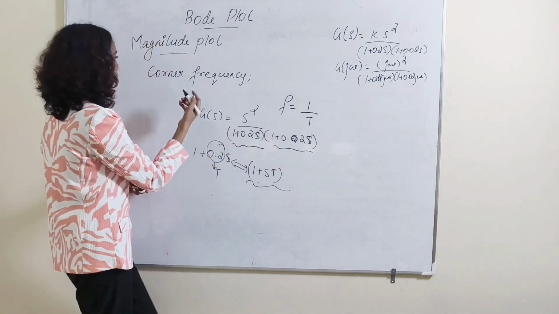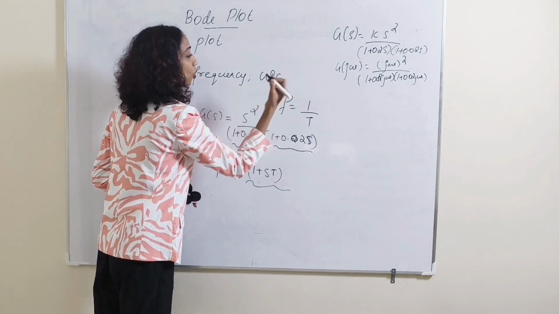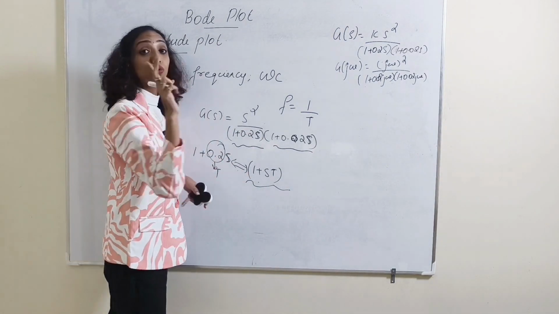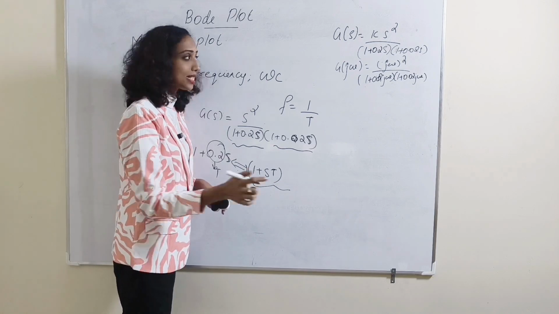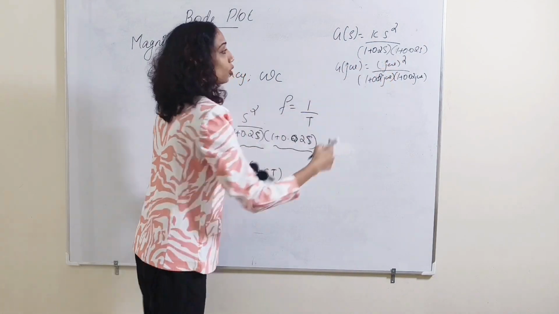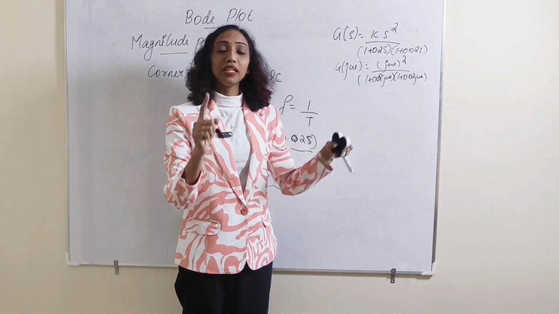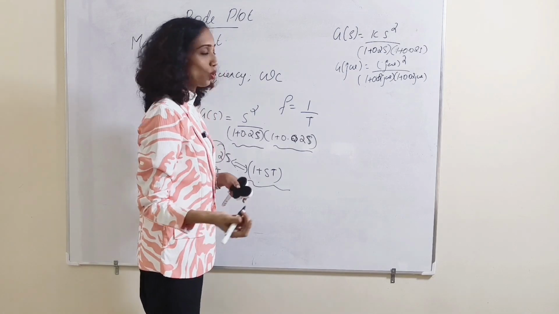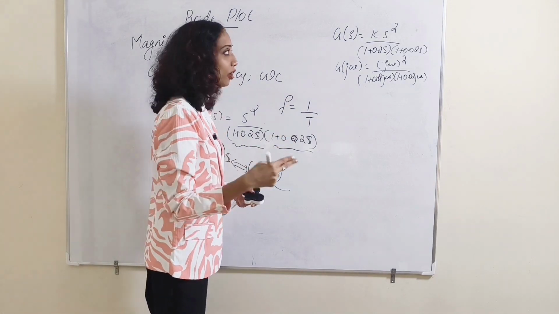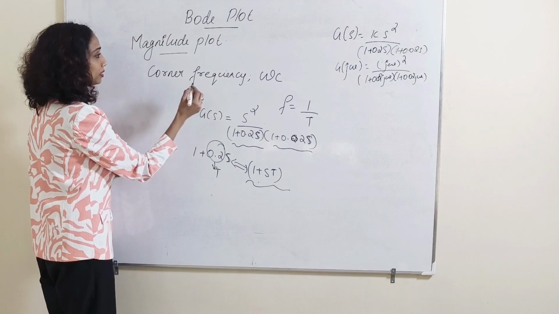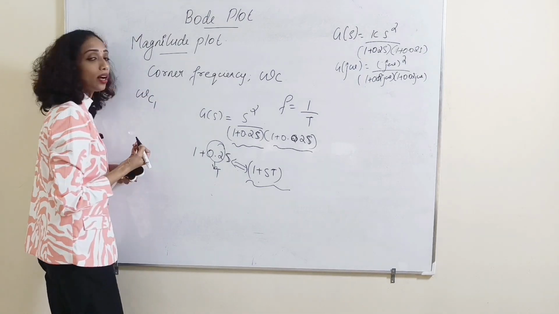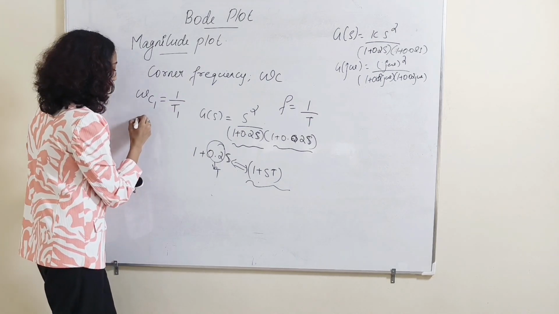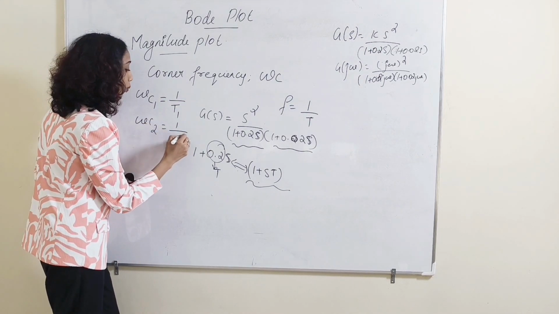So, for the corner frequency, we represent it as omega c. How many corner frequencies do we have in this question? Two corner frequencies. How do we get them? We have two terms of the form 1 plus sT: 1 plus sT1 and 1 plus sT2. So I assign omega c1 as the first corner frequency, which is 1 by T1, and the second corner frequency, which is 1 by T2.